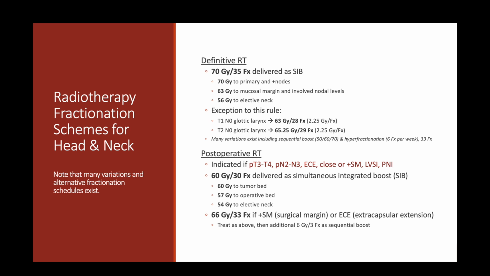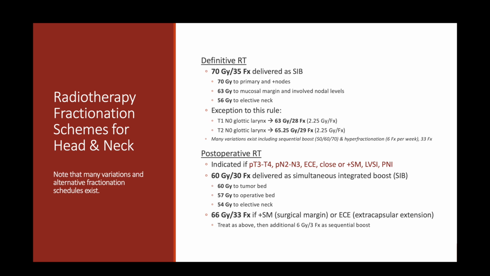And there are some studies which we'll talk about in our laryngeal cancer talk that show that a moderately hypofractionated radiation approach is better for tumors that are early stage glottic larynx tumors. So T1N0 glottic larynx tumors are typically treated with 63 gray in 28 fractions at 2.25 gray per fraction. And for T2N0 glottic larynx cancers, we typically just add one extra fraction. So it's still 2.25 gray per fraction, but instead of 28, we do 29 fractions for a total of 65.25.